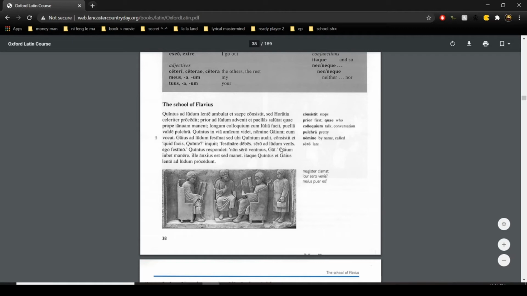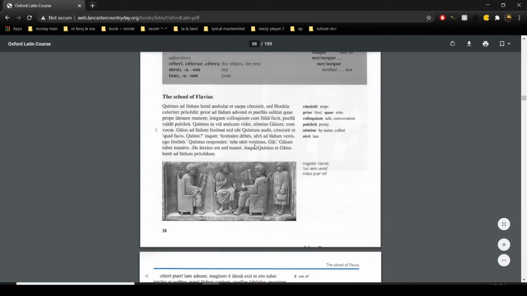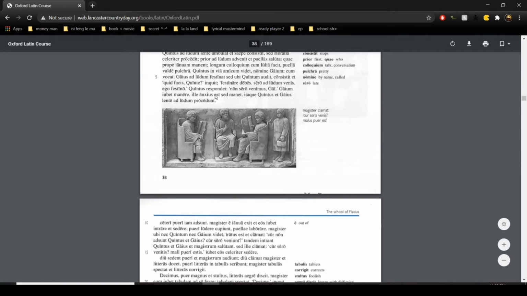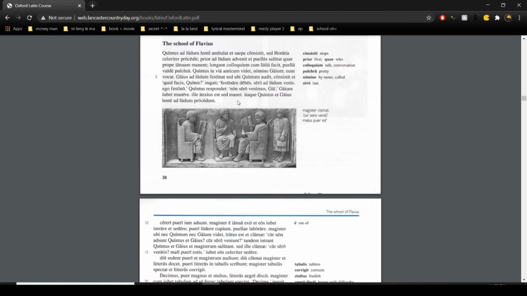Festinare debes, sero ad ludum venis. So, you must hurry. Sero ad ludum venis. You are going to be late, or you are coming late to school. I am hurrying. So Quintus responded, non sero venimus, Gaius. Quintus responds, we are not late, Gaius. Gaium iubet manere. He orders Gaius to wait. Ille anxius est, sed manet. So he is anxious, but he waits. And itaque Quintus et Gaius lente ad ludum procedunt.